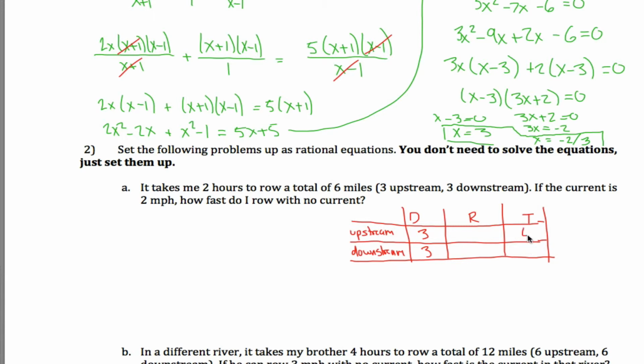So if I call t the amount of time going upstream, then the rest of it, 2 minus t, is what I spend going downstream. Rate, I don't know the rate. If the current is 2 miles per hour, how fast do I row with no current? So I'm going to let the speed that I row with no current be x.